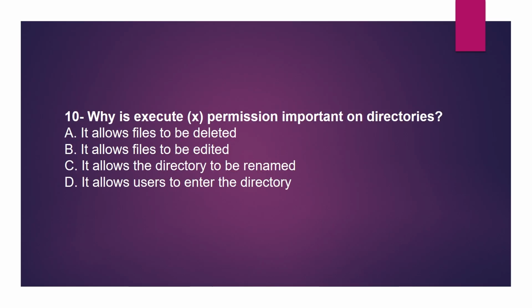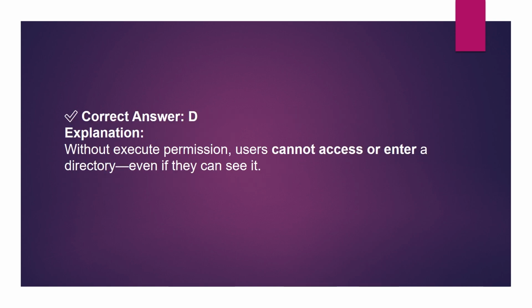Number 10. Why is execute permission important in directories? Correct answer is D. Without execute permission, users cannot access or enter a directory, even if they can see it.